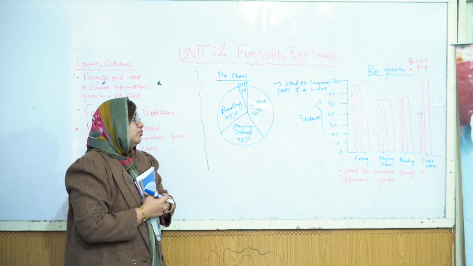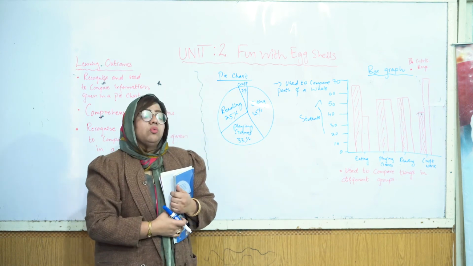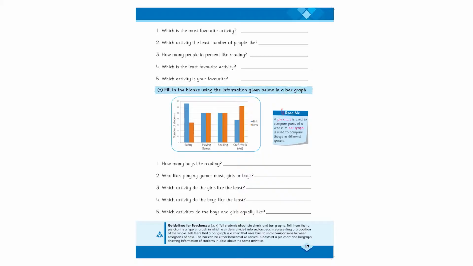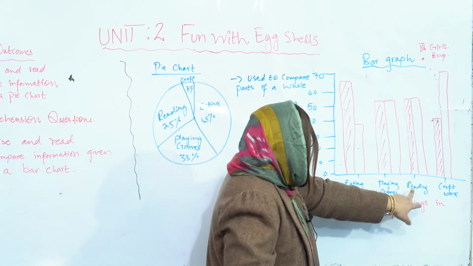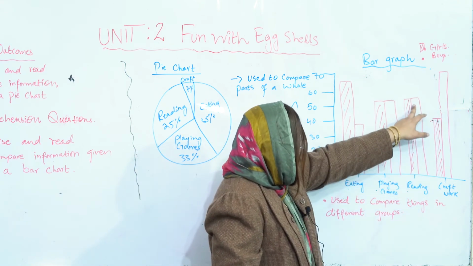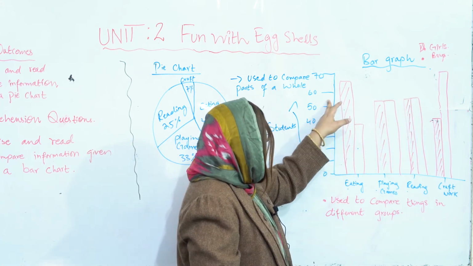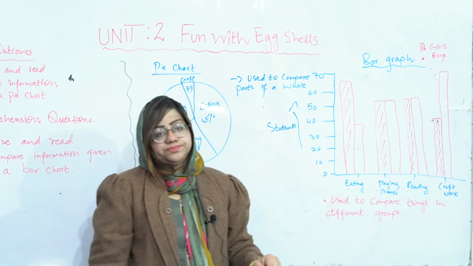Got it? Now move on. How can we read this bar graph? This is the question. So what do you need to do? Here there is a question sum, page number 17, open. There are some blanks given about this bar graph. How many boys like reading? You may get help. For example, how many boys are in the reading portion? The plain portion is for boys. Look at the number. It's about 55 students who like reading.